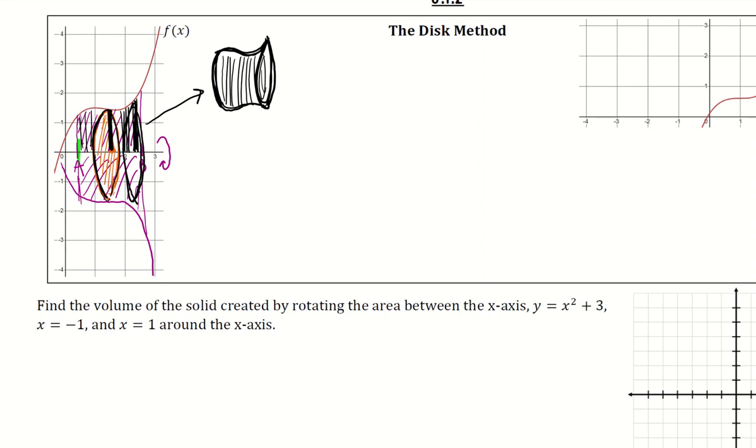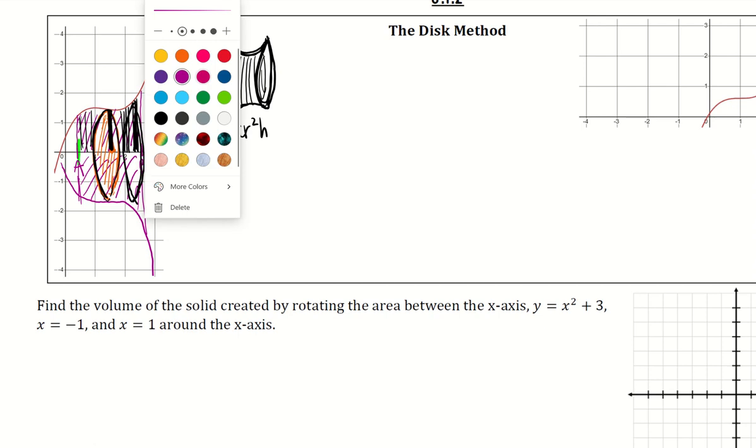Okay, so when we're thinking about adding up an infinite number of these discs, the first thing we want to think about is, what's the volume of just one disc? The volume of a disc is, again, a very, very thin cylinder. So that's pi r squared h, the volume of a cylinder.